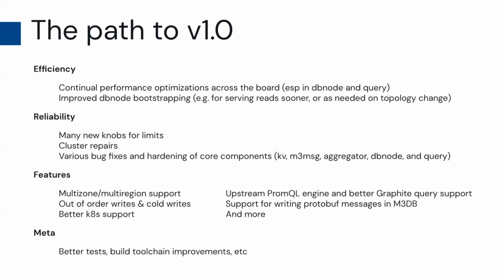In a similar vein, as far as reliability goes, we have a lot of new knobs for limits as part of 1.0. Things like database limits for ensuring that your database doesn't get overloaded by a huge number of writes or reads.